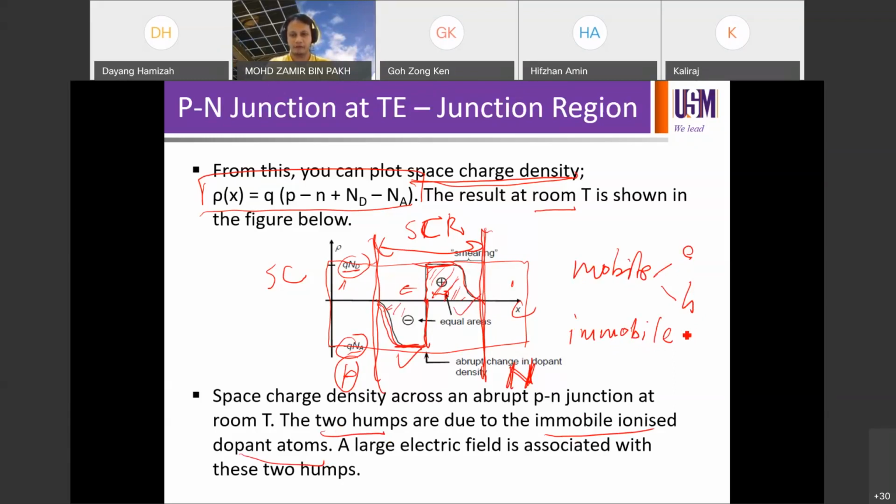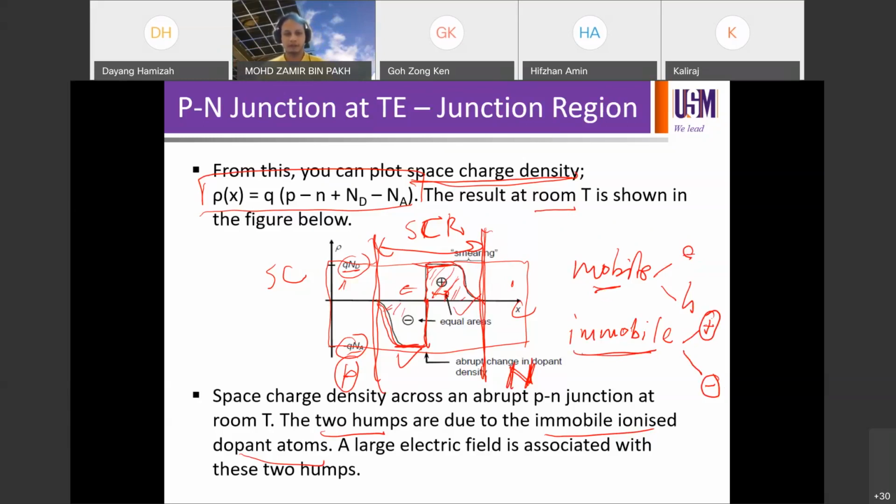Immobile. So these are fixed charges. They are not moving. Okay, fixed charges. For the negative side, it is going to be positive. For the hole side, it is going to be negative. This is immobile, not moving. The first one is mobile.